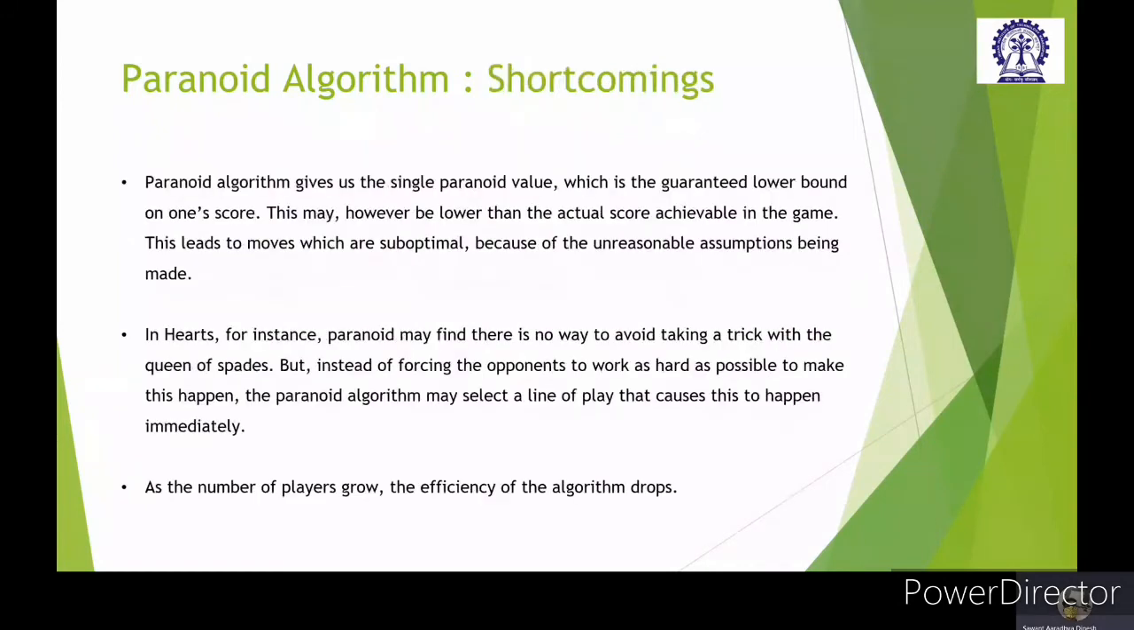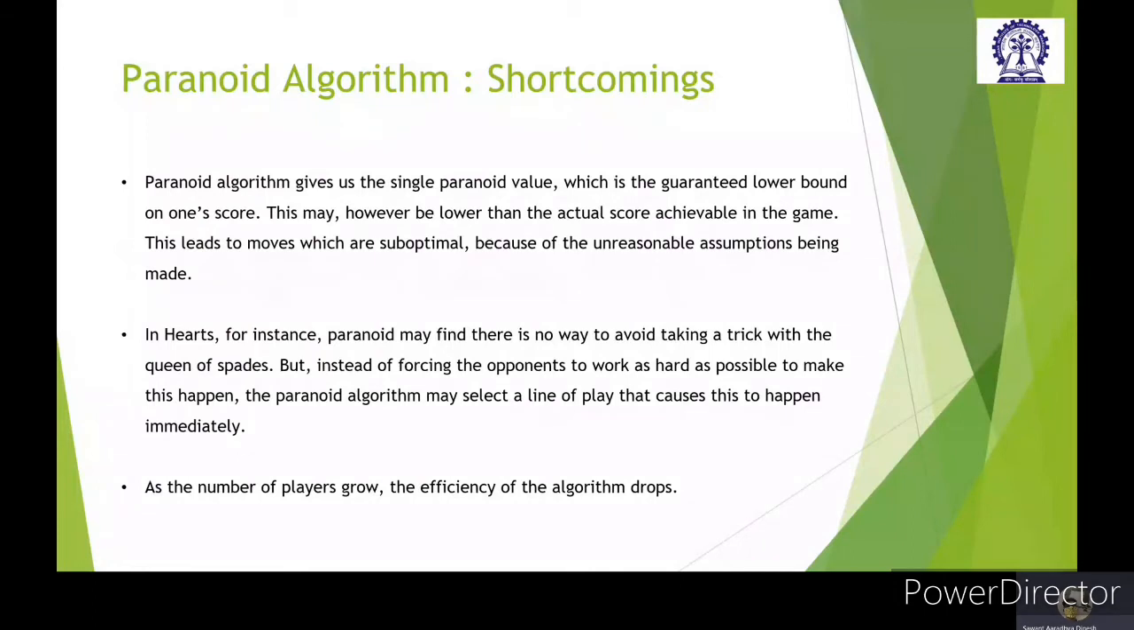Let's discuss the shortcomings of the paranoid algorithm. First, the paranoid algorithm gives us a single paranoid value, which is the guaranteed lower bound on one's score. This may, however, be lower than the actual score achievable in the game.